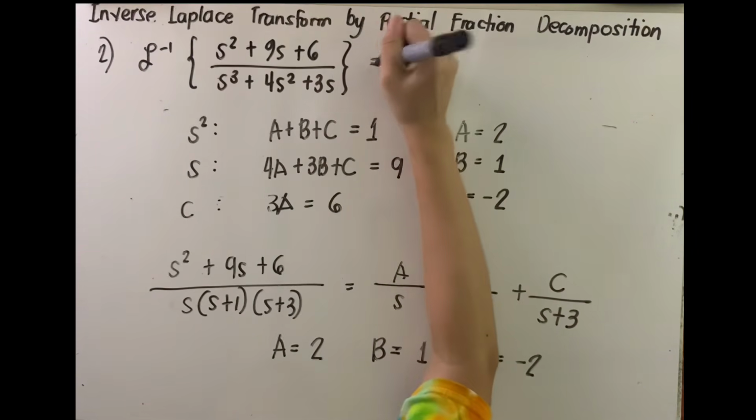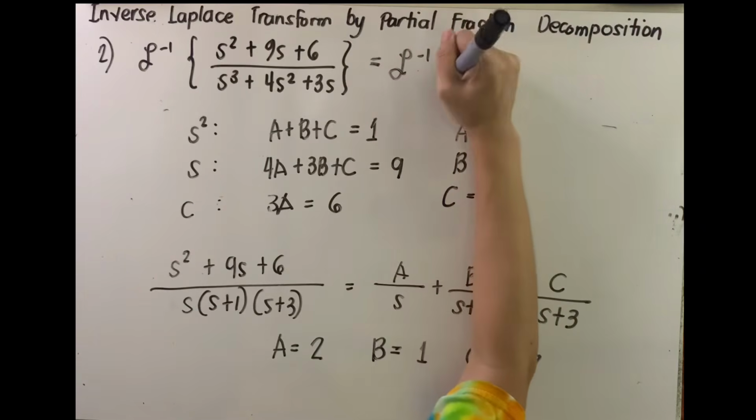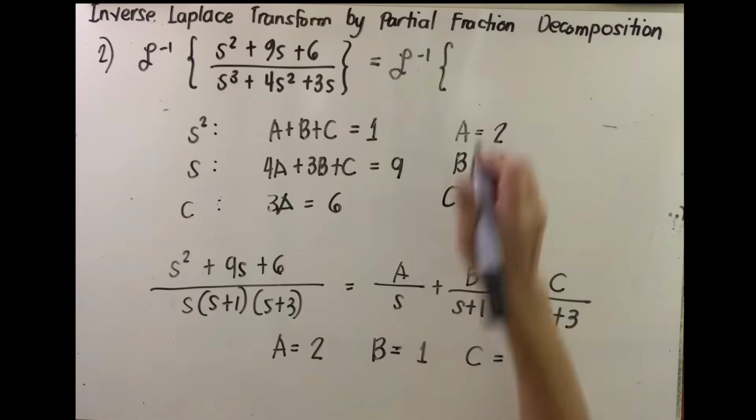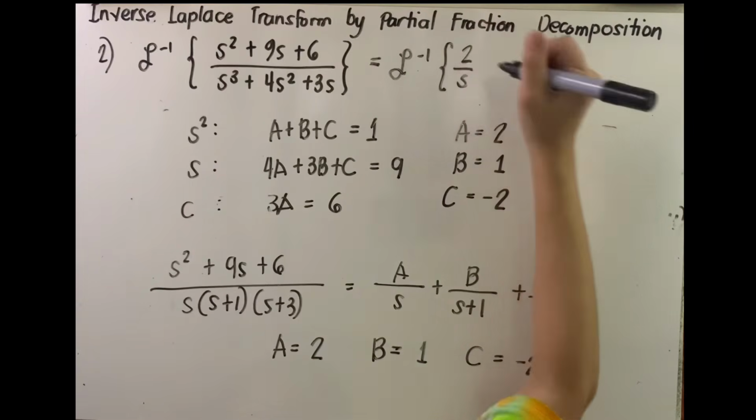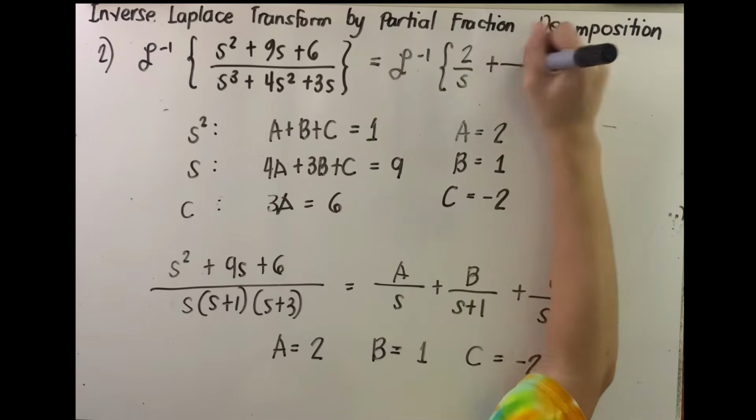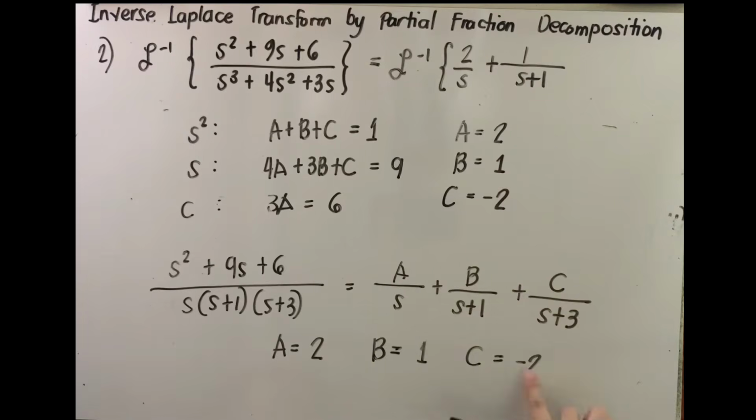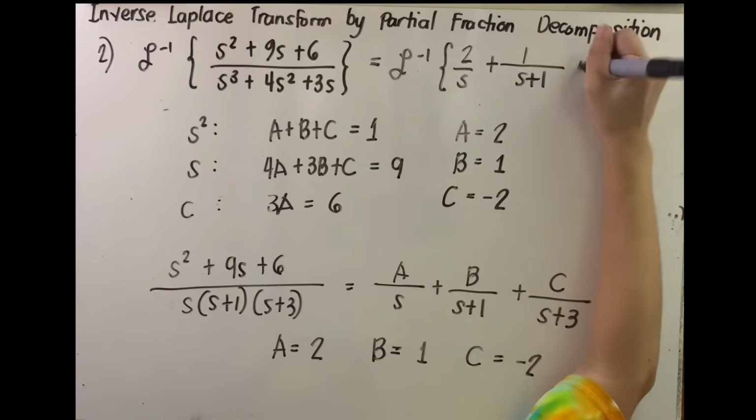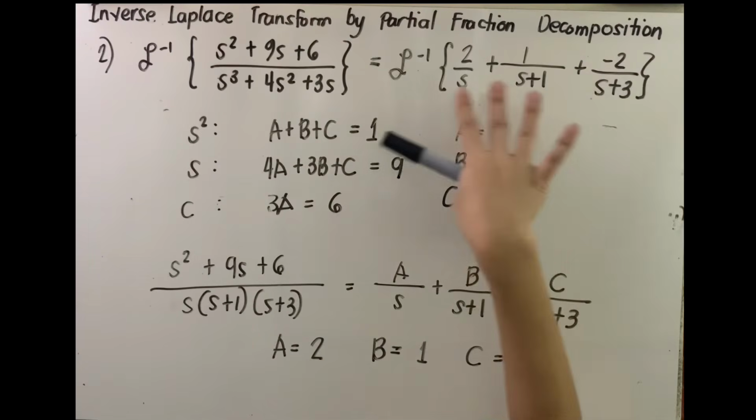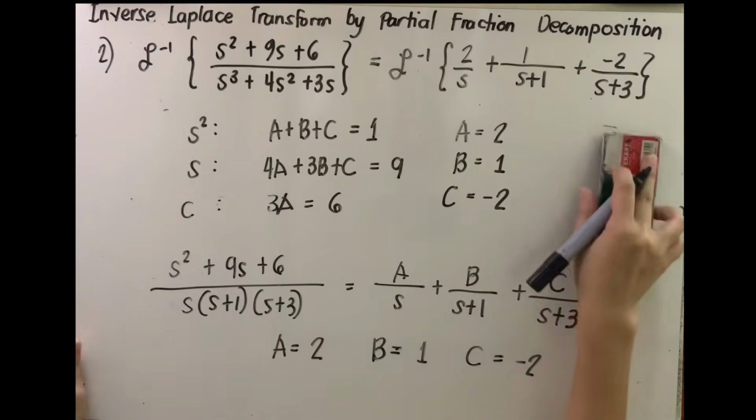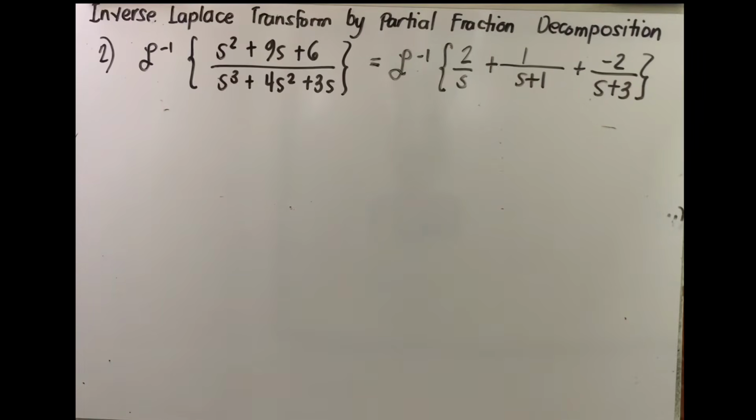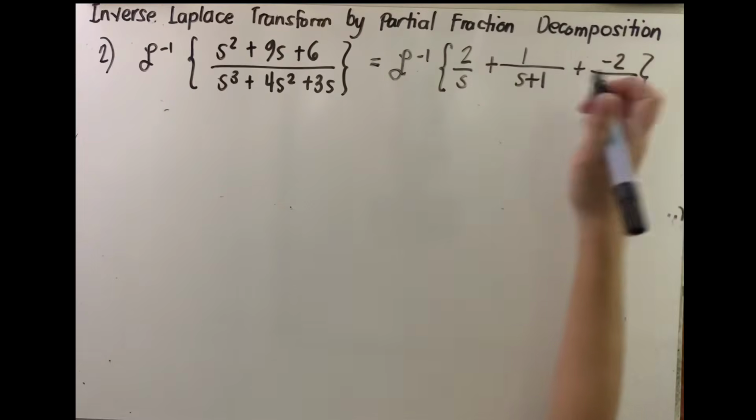So ibig sabihin yung given will be equivalent to the inverse Laplace transform of A over S, so that's 2 over S, plus B. B is 1, so that's 1 over S plus 1, plus C. C is negative 2. C over S plus 3. So, plus negative 2 all over S plus 3. Upon writing it in partial fractions, pwede nang diretsong inverse Laplace. You do not need to show me na kailangan pang pakita yung isa-isang i-inverse Laplace. No, pwedeng diretso na po.